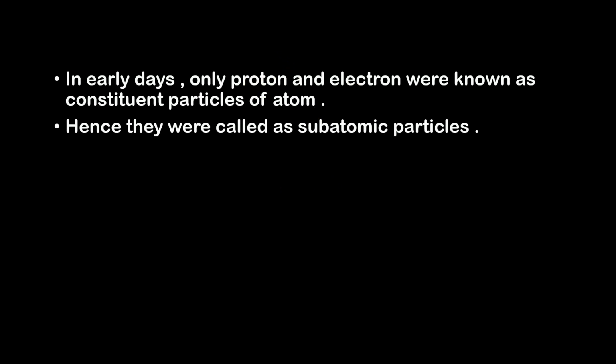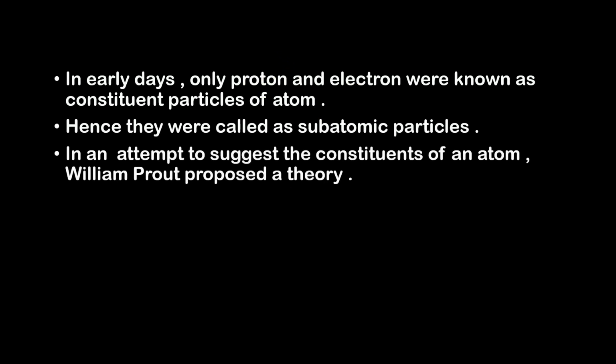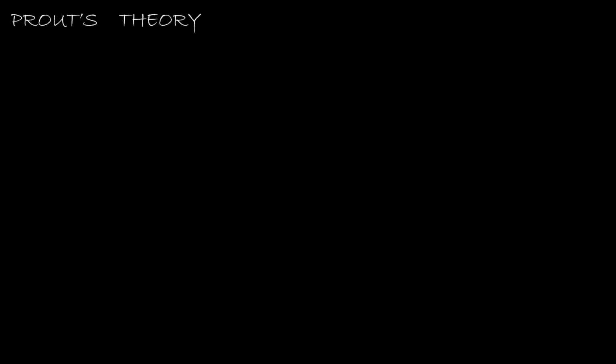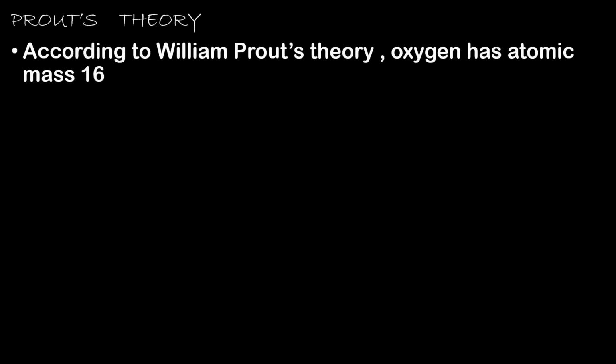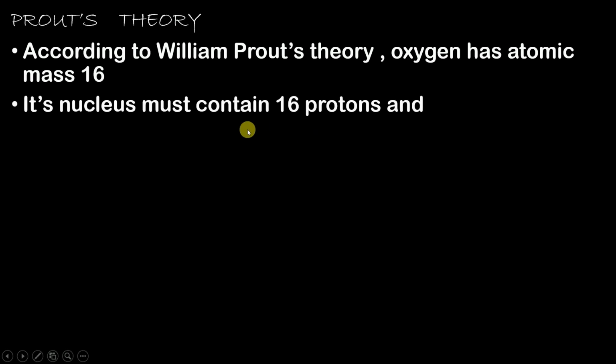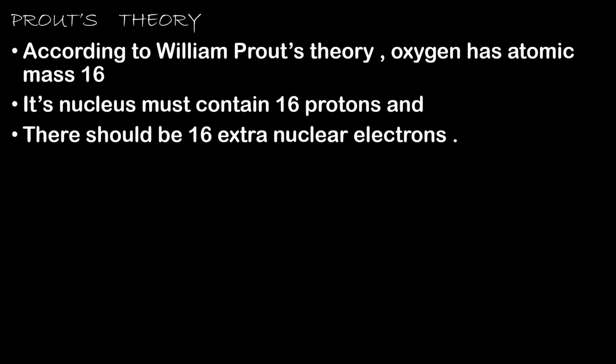particles. Now, in an attempt to suggest the constituents of an atom, William Prout proposed a theory in which he tried to tell us in what amount electrons and protons are present in an atom. According to this theory, since oxygen has atomic mass 16, it will contain 16 protons and 16 extra nuclear electrons.